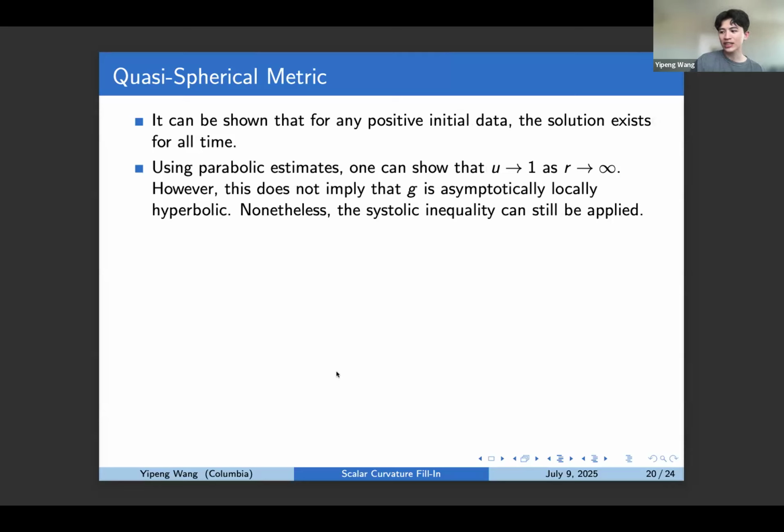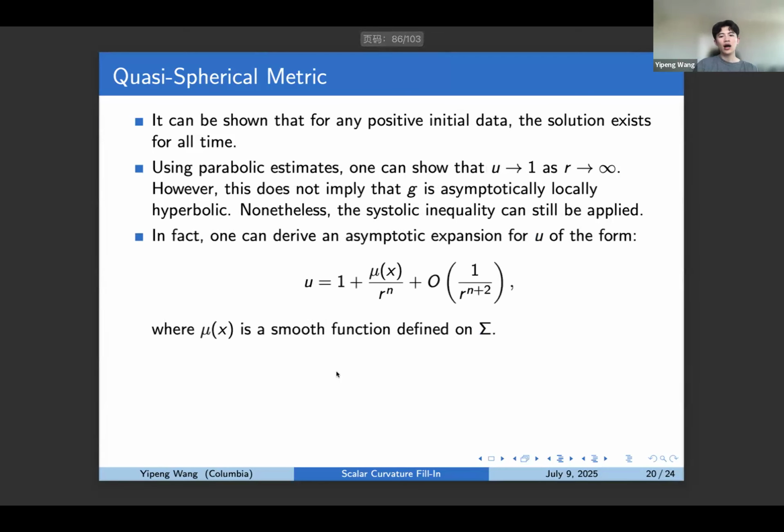So that's a slightly different caveat here, that you cannot directly apply the positive mass theorem by Brendle-Hung. But instead, what you're going to do is to apply this systolic inequality. So let me explain how to do that. What you do is that you can instead derive an asymptotic expansion of u. As I just said, u converges to 1 as r goes to infinity, and then the next order term is given by some smooth function defined on the boundary.